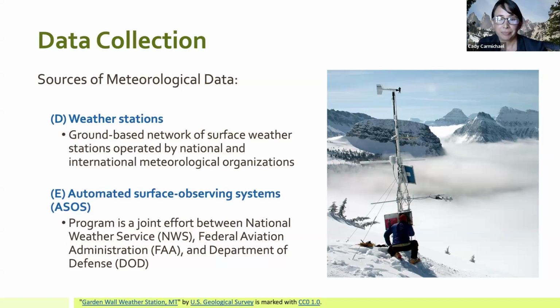Next, you have what's known as our ASOS, which stands for Automated Surface Observing Systems. This is a program that's a joint effort between the National Weather Service, the FAA, which is our Federal Aviation Administration, and the DoD, which is our Department of Defense. The primary goal is safety and support of aviation operations, but as a result they collect a ton of meteorological, hydrological, and climatological research information, and that is shared with the National Weather Service as well. So that is another important source of our meteorological data.